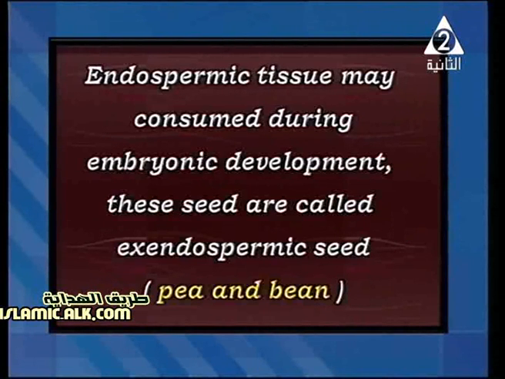While the endospermic tissue may be consumed during embryonic development, these seeds are called ex-endospermic seeds, like pea and bean. Again, I need you to differentiate between the formation of endospermic seed and ex-endospermic seed. In the case of the ex-endospermic seed, what's happening here? The endospermic tissue is absolutely consumed during embryonic development, or formation of the embryo. And this seed we call ex-endospermic, like pea and bean.